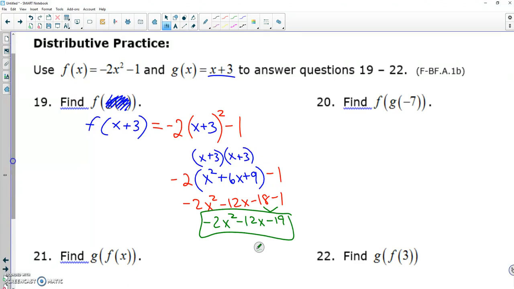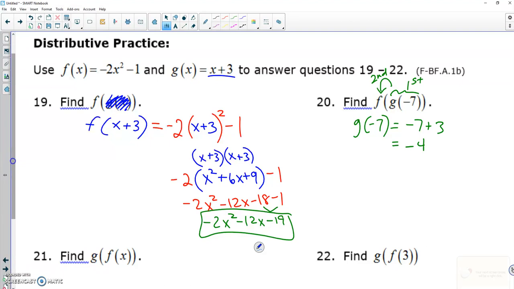The second problem is basically a two-step problem. So this is what we do first, and once we get that answer, then we plug it into this one second. So g of -7 is first, sorry. g is x plus 3, so this really means -7 plus 3. The answer to that is -4.